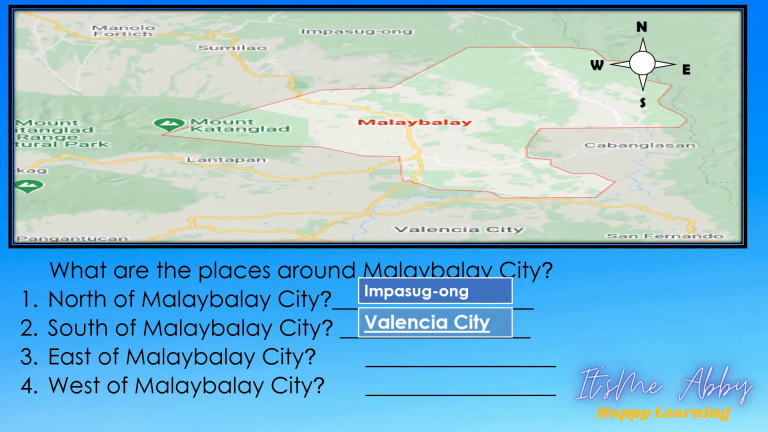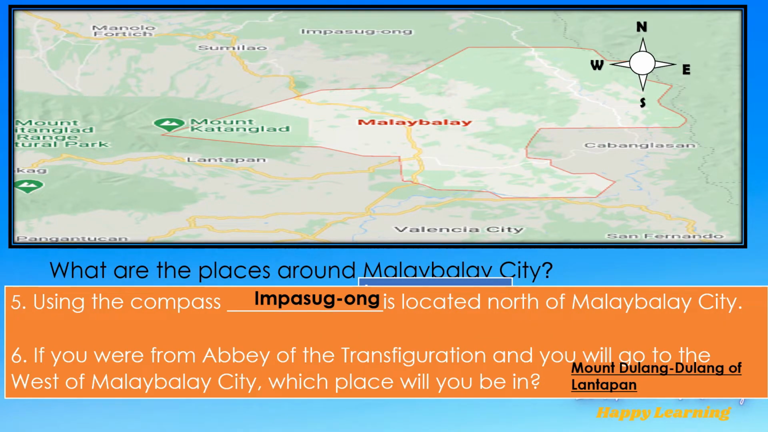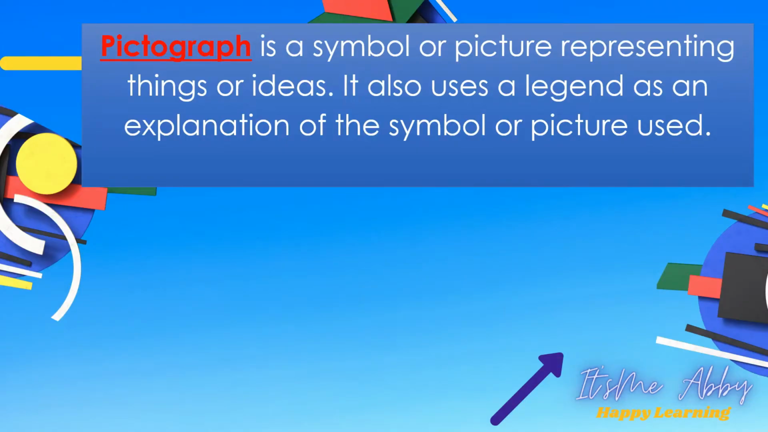How about the east of Malaybalay City? So the answer is Cabanglasan. How about the west of Malaybalay City? So, of course, the answer is Lantapan. Easy, right? You just need to know the legend and the compass rose of a map. Let's go to pictograph. Pictograph is a symbol or picture representing things or ideas. It also uses a legend as an explanation of the symbol or picture used.